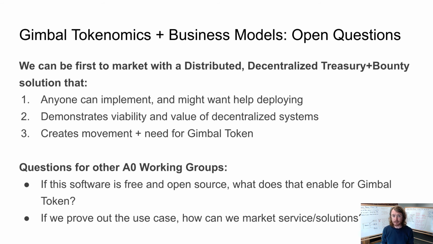And then even to take some of the structures from our A0 work, right, of setting goals, of creating groups, of defining values. And then they can use this technical tool under the hood of that to then start distributing tokens accordingly. So, questions for you at the bottom. If we do make this free and open source like I'm describing here, how do we see that enabling movement or value creation for the Gimbal token?